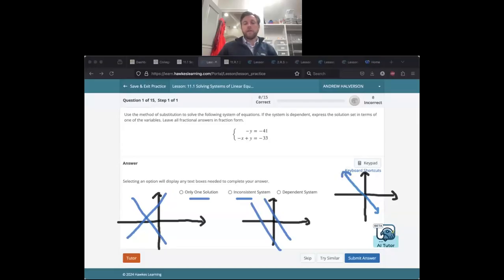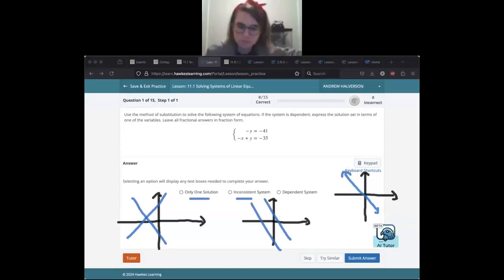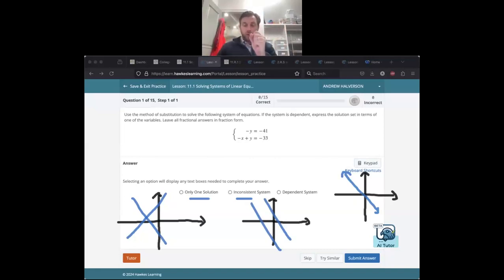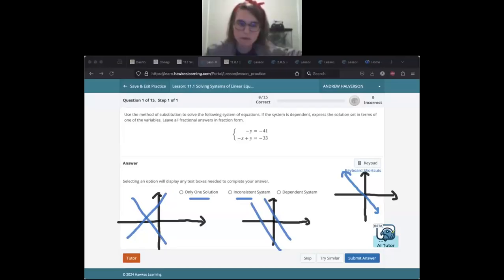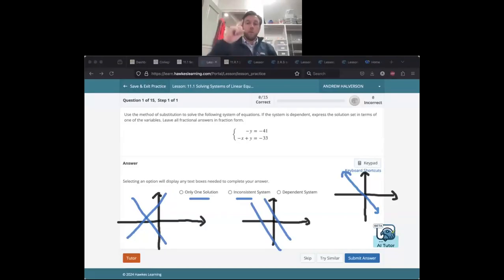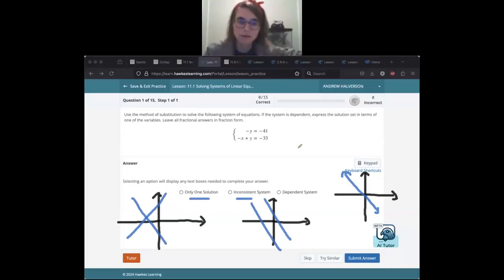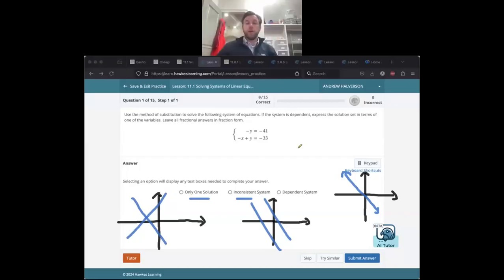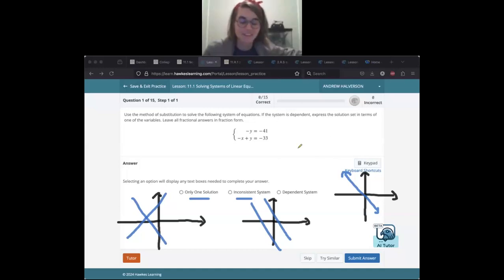So consistent: one solution, one point of intersection. Inconsistent: no solution, no points of intersection, parallel. Dependent: one line, infinitely many points, infinitely many solutions, because they intersect everywhere. And if it is consistent, that one solution is the point where they meet. The solution is the point of intersection, the ordered pair that goes with it too. Okay, that's going to help a lot. Thank you.